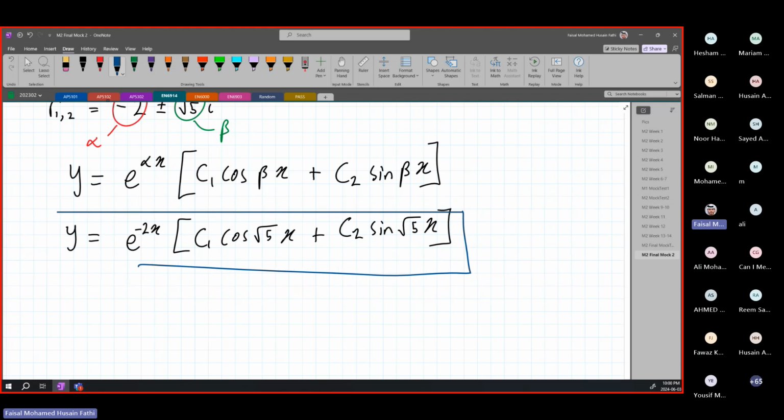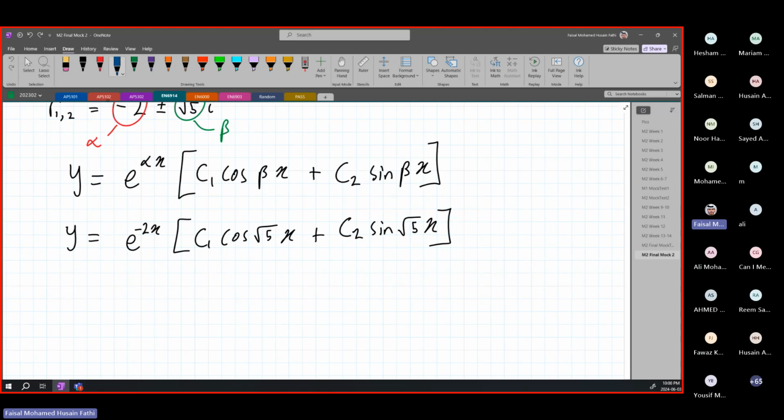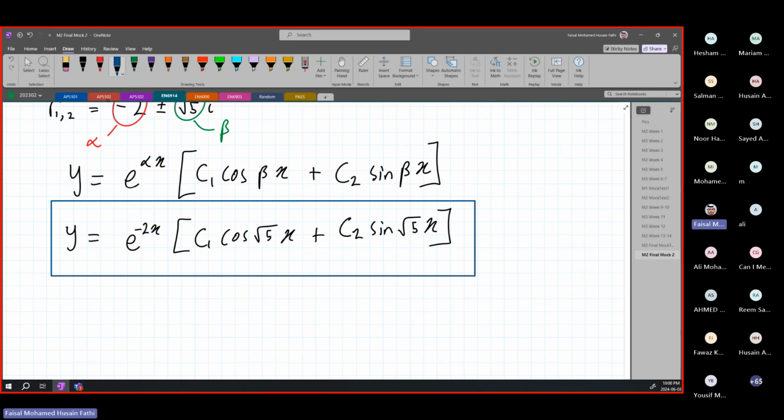while knowing what you're doing. Make sure you're not making mistakes in differentiation, copying numbers, the substitution, and all of that. So this is our general solution.